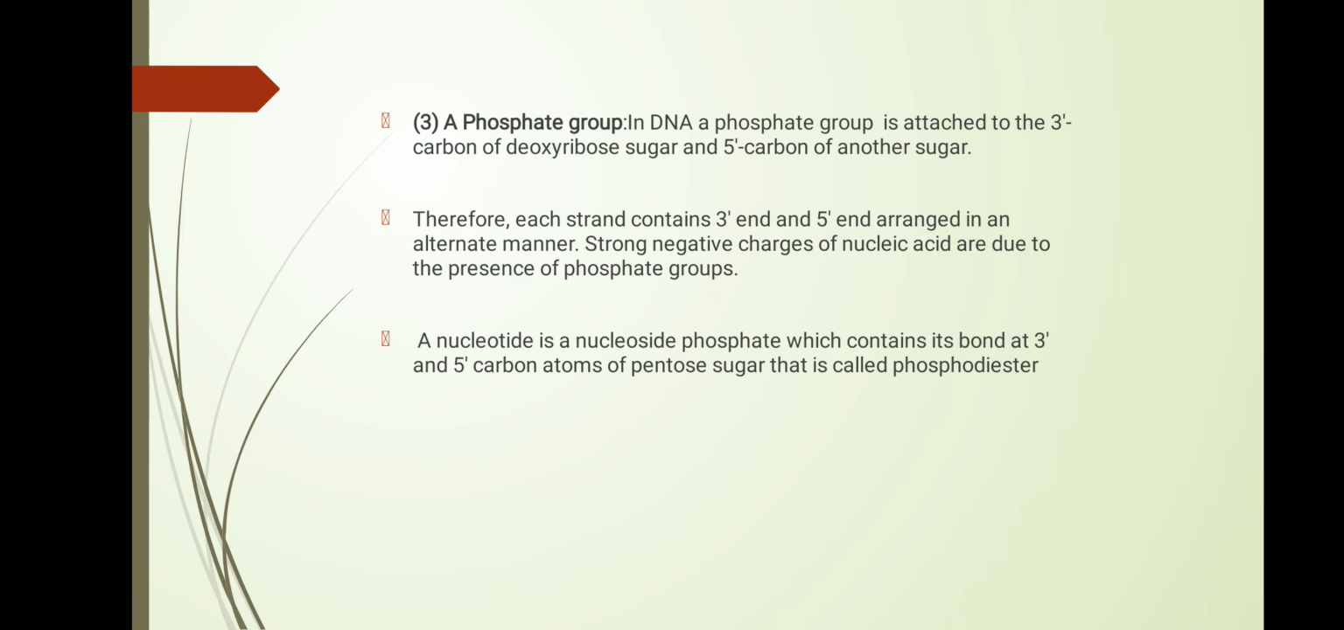Third is the phosphate group. DNA has a phosphate group attached to the third carbon of the deoxyribose sugar and the 5 carbon of another sugar. Therefore, each strand contains a 3' end and a 5' end, arranged in an alternate manner. DNA has a strong negative charge due to the presence of the phosphate group at the end position.